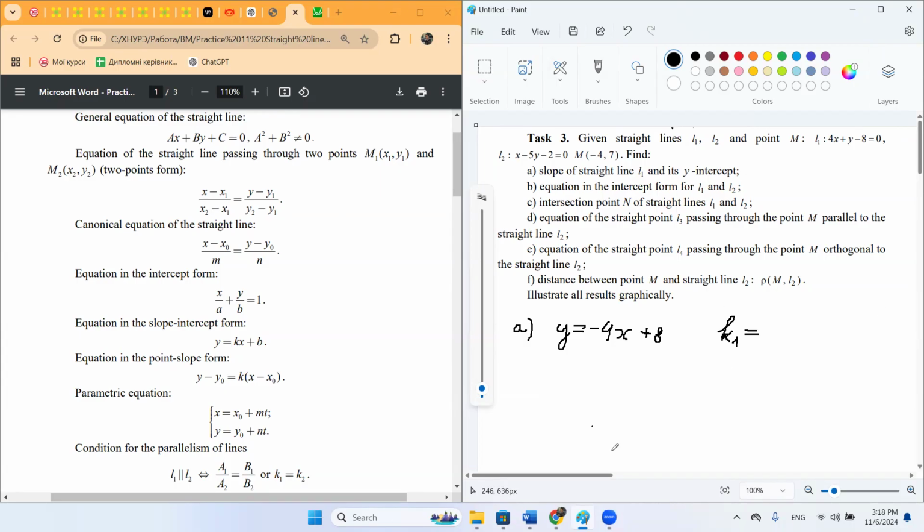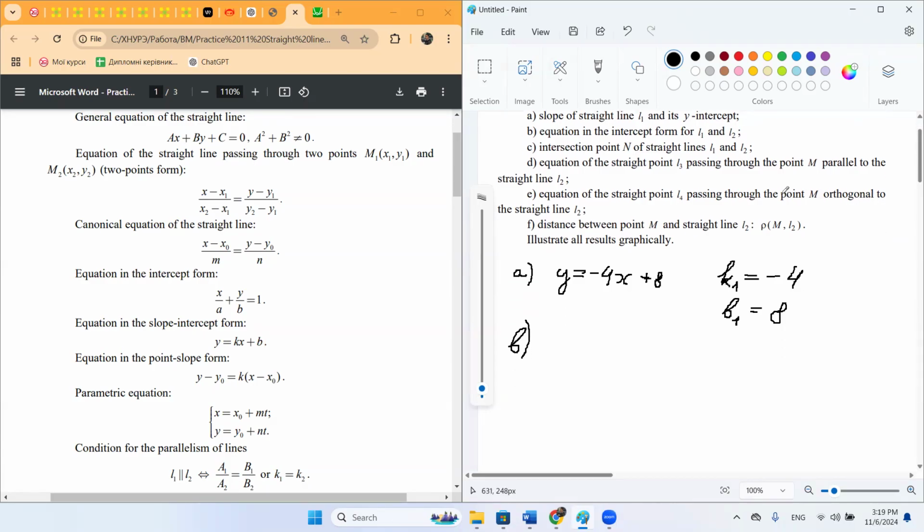The slope value is -4. Yeah. And what about the y-intercept? Can we find it from this equation already? 8. Yeah, 8. So B1 is the y-intercept. So we found it.